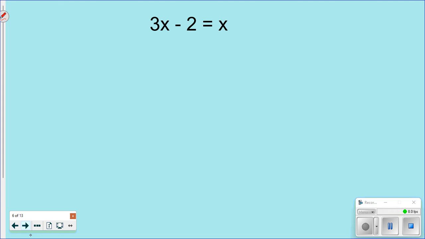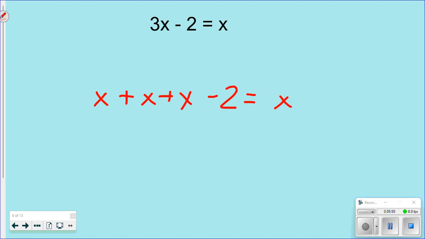3x minus 2 equals x. Now, here's the thing. You can't leave one side unattended, meaning you can't leave it so there's nothing on one side. So if I would take this out, what happens to my balance? My balance goes crazy because I have nothing on the other side. So I'm going to go back to this. And you can do it this way also.